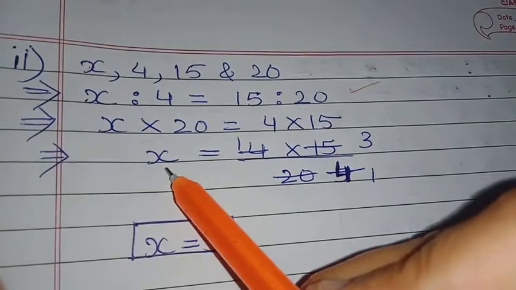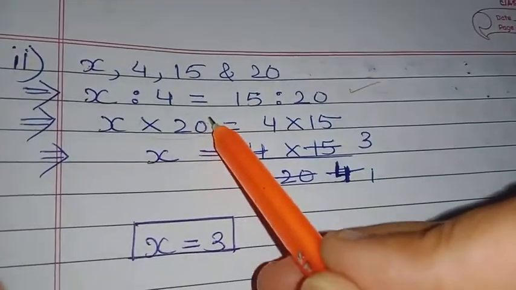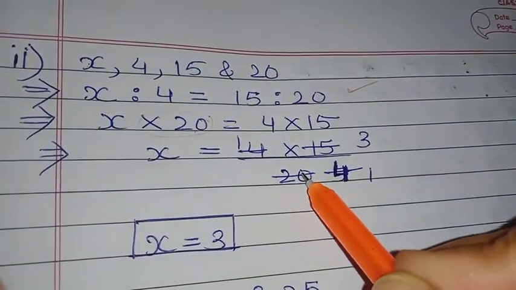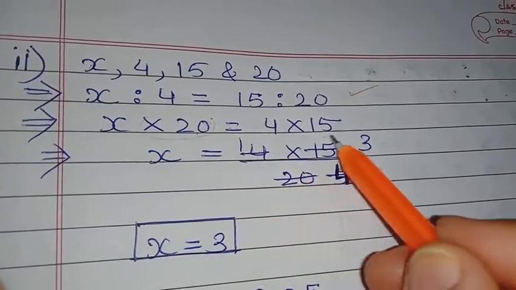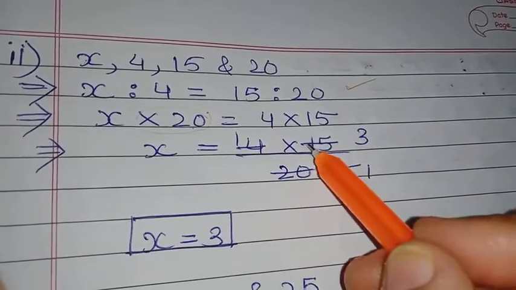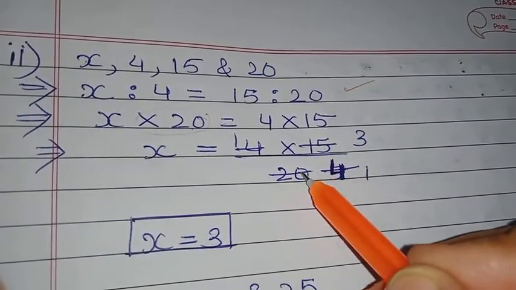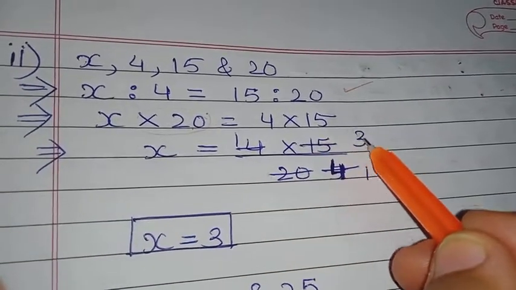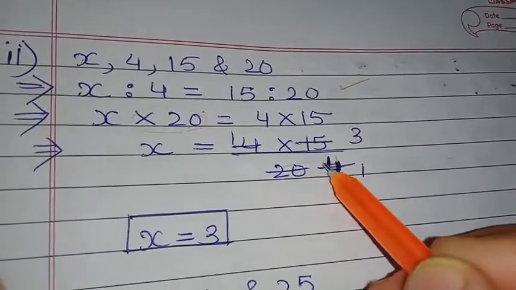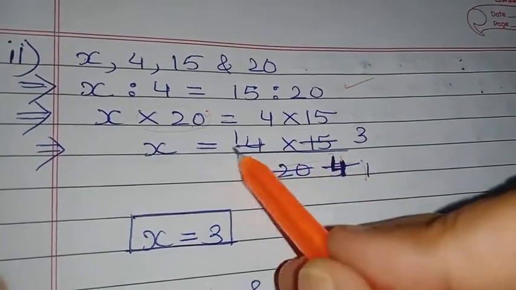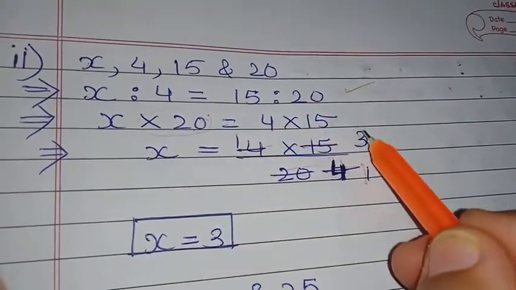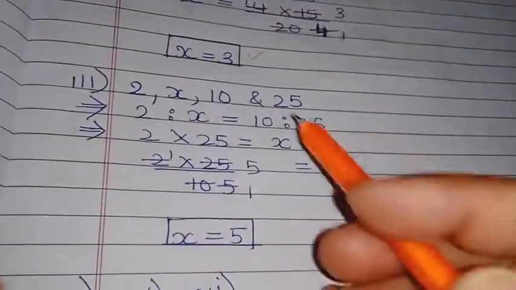So x keep on the LHS and transpose multiplied by 20 becomes divided by 20. So 4 multiplied by 15 divided by 20. 5, 15 and 20 come in one table. So 5 3s are 15, 5 4s are 20. And here 4 and 4, 4 1s are 4, 4 1s are 4. 1 multiplied by 3, 3. So x is 3.